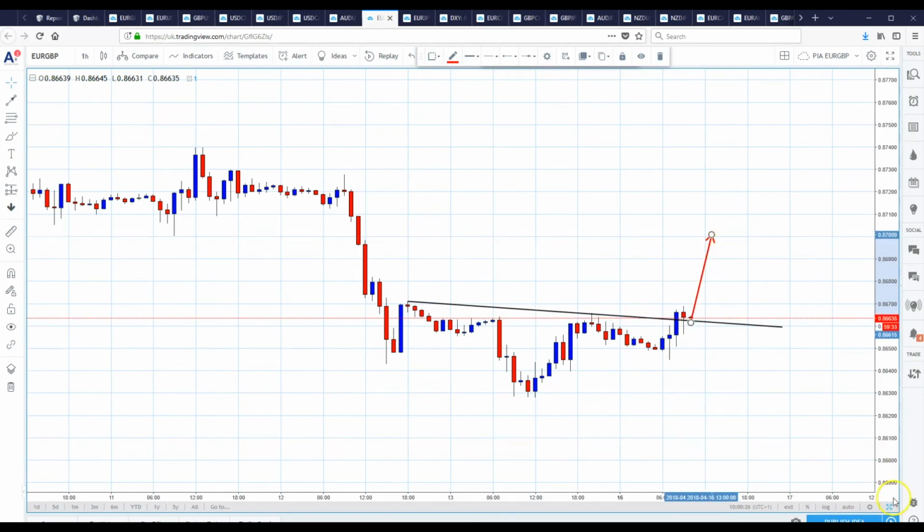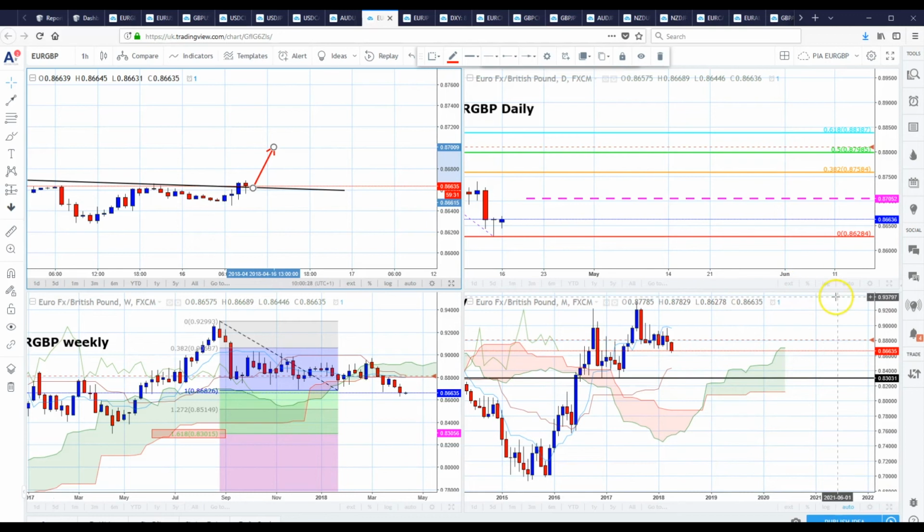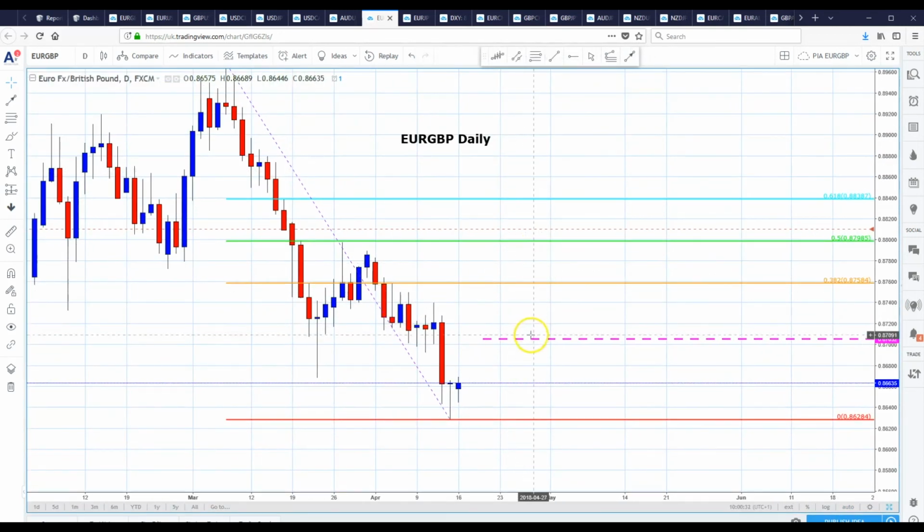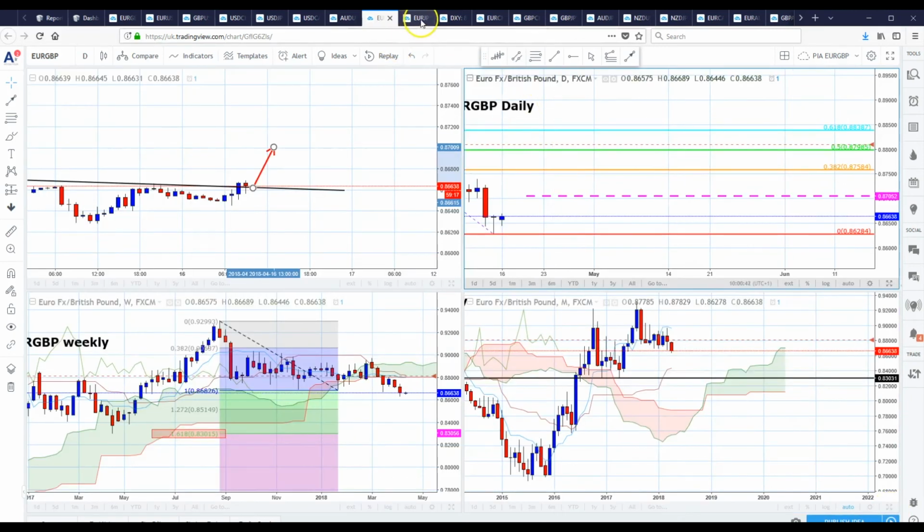I mean, the projected measured move target for this very small head and shoulders pattern is not massive. It's 87 the figure, and if we break down to the daily chart, 87.05 is our resistance. So we're expecting, if we do get a move to the upside in this currency pair, that it's going to be pretty mixed and pretty volatile this week.